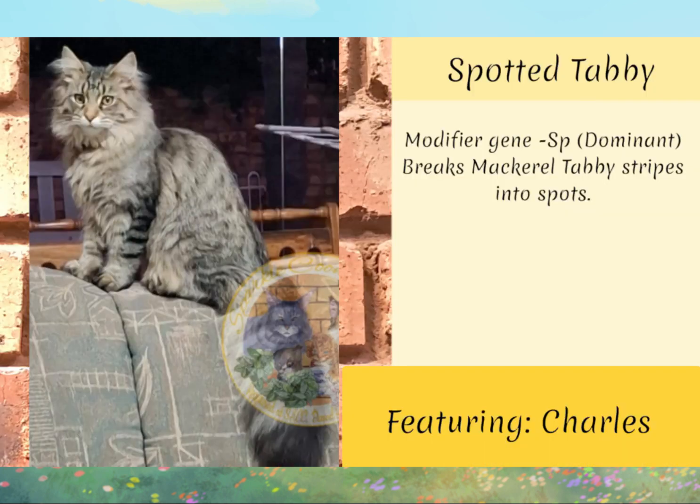The last tabby type is spotted tabby. It is a modifier gene, a dominant one, that breaks the mackerel tabby stripes into spots.